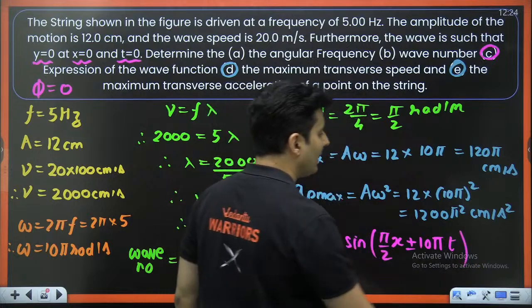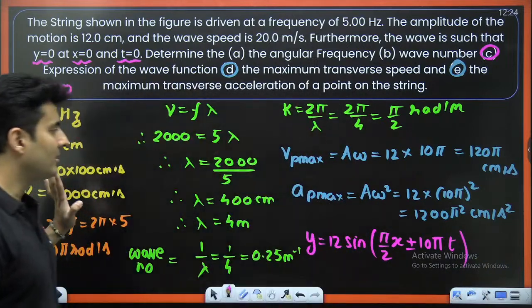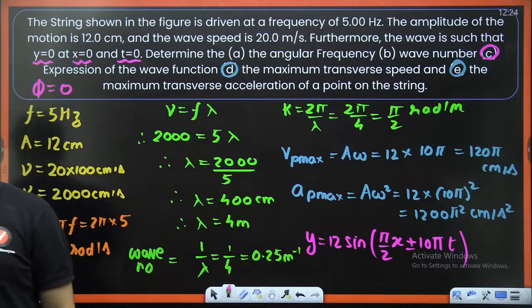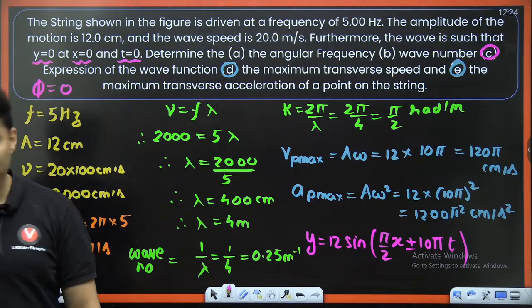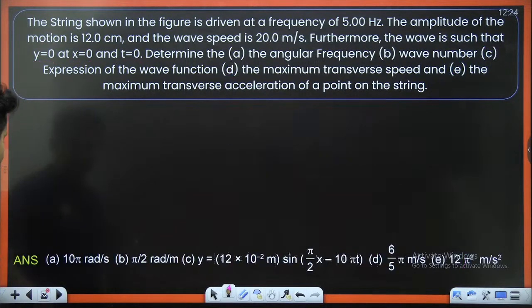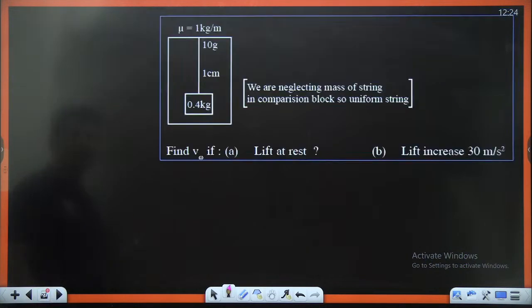That's it. The value of phi comes out as 0. Is that absolutely clear how you made this wave equation? Everyone, shall we proceed ahead to the next question coming up on the screen? Ready? Okay, right. Let's move on to the next one.